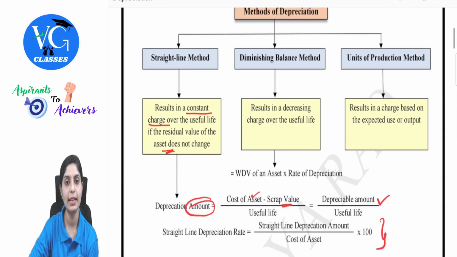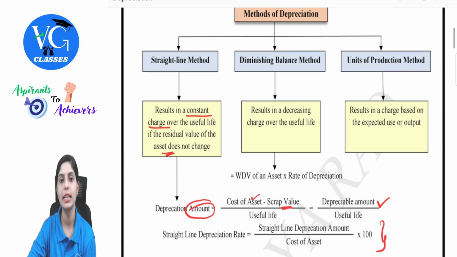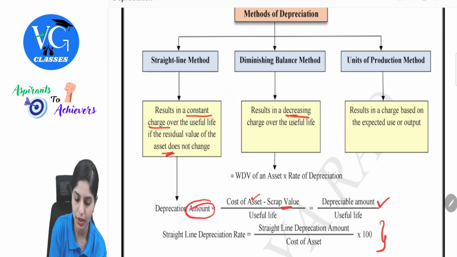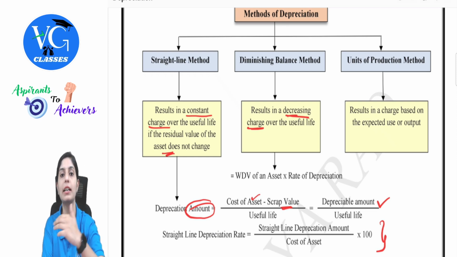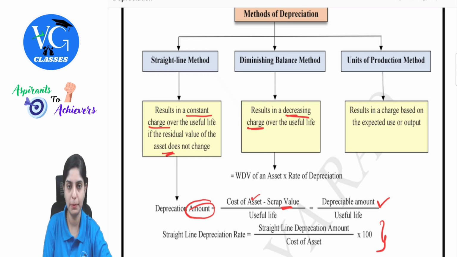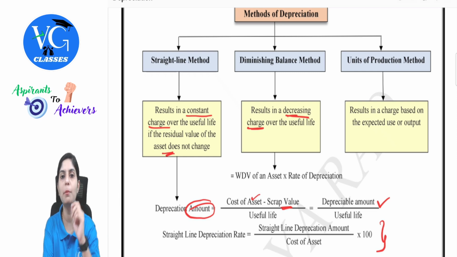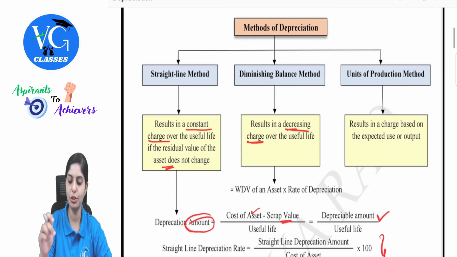Next, diminishing balance method. As the name itself says, the depreciation will reduce year on year depending on the usage of assets. So this results in a decreasing charge over the useful life, because this is very practical. The benefit you derive or the efficiency of the asset will definitely not be constant when put to use in similar conditions. Therefore, this method of depreciation becomes much more practical because it reduces the value depending upon the impact of functioning of the asset.